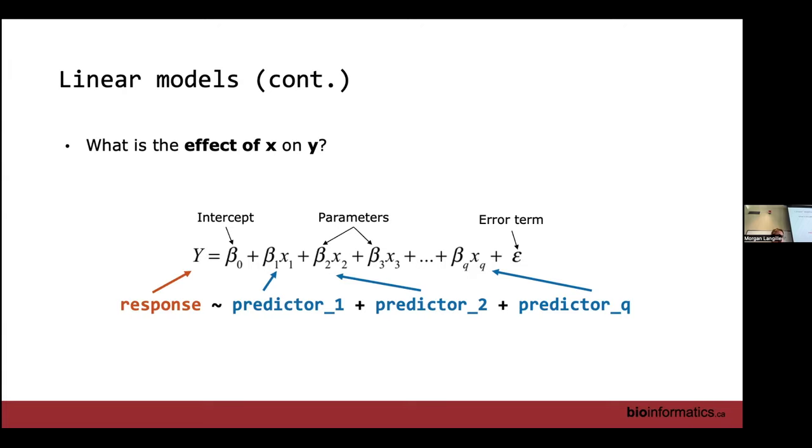Then we have our betas, which are our parameters. This is really what we're interested in when we apply these methods. When we're trying to estimate these parameters, this is what the math behind the different methods does. We're trying to capture the magnitude of the effect of each of these predictors on our outcome variable Y.